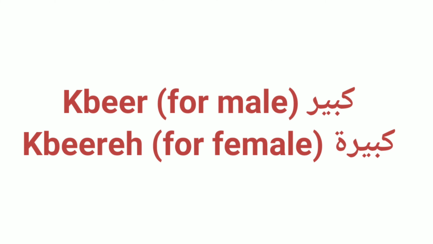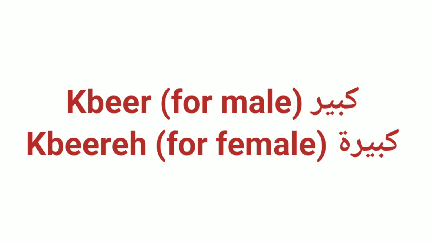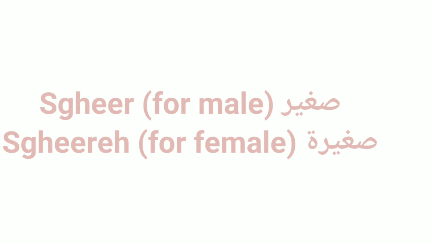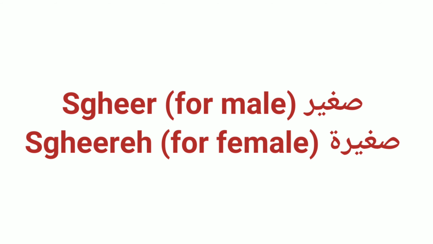كبير, صغير. كبير, big. صغير, small. This is for a male. For a female, كبيرة, صغيرة. So كبير for a male, كبيرة for a female. صغير for a male, صغيرة for a female. Let's practice with examples.